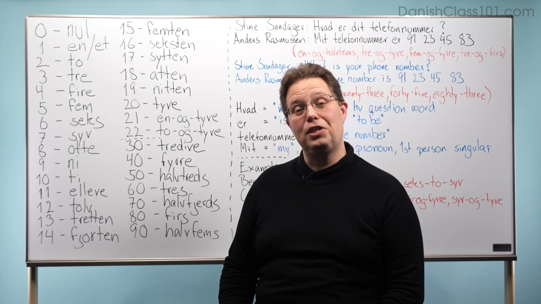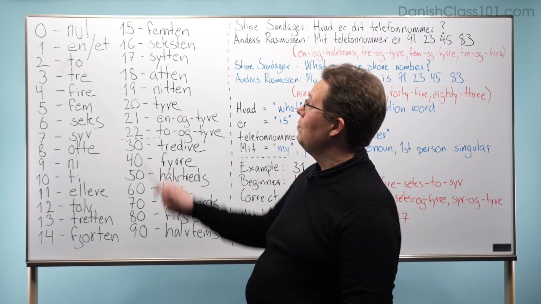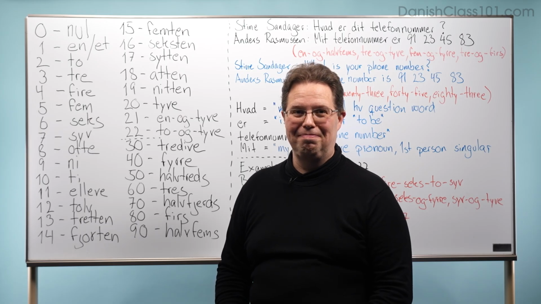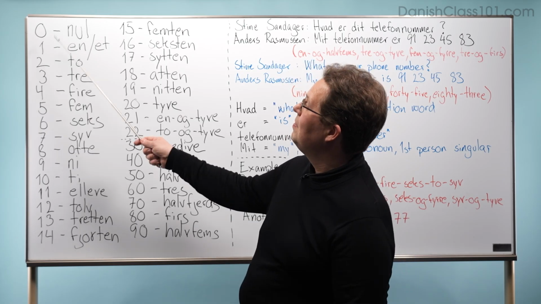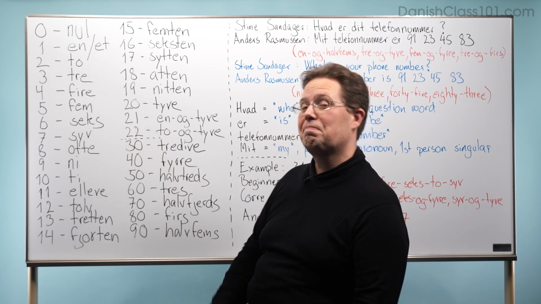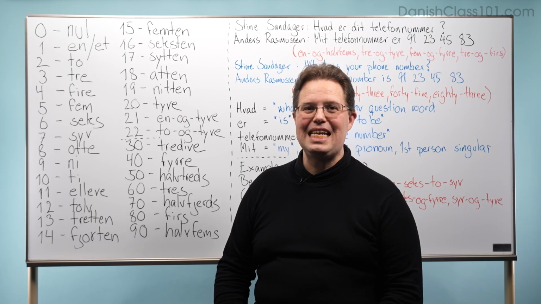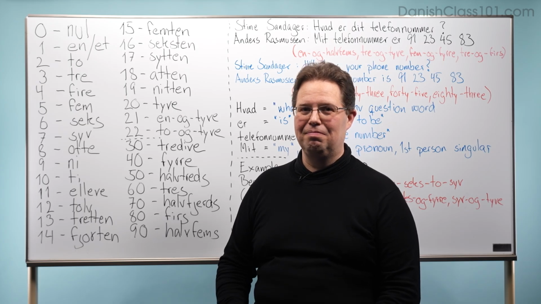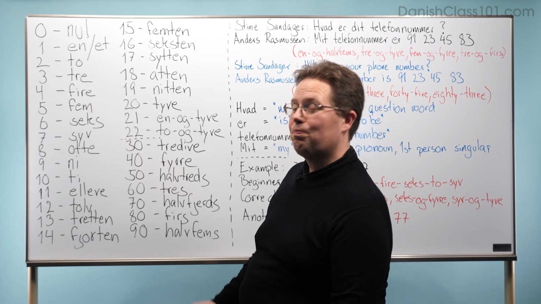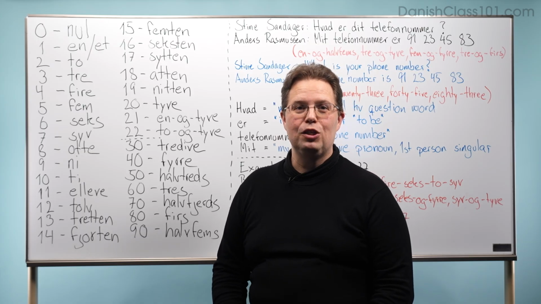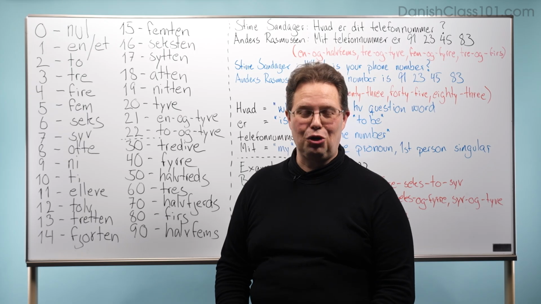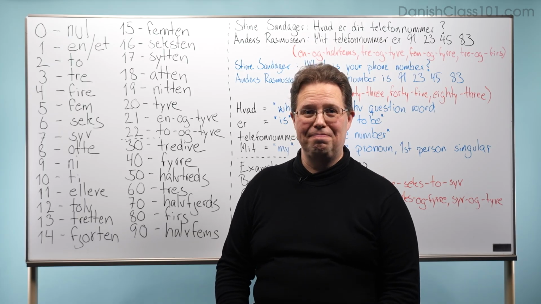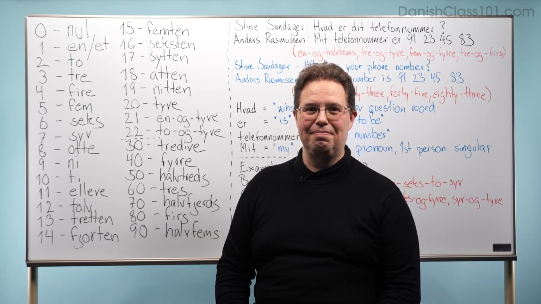Okay, let's look at the vocabulary. First we have nul, 0. Nul. En, et, one. En, et. And to, two. Tre, three, tre.